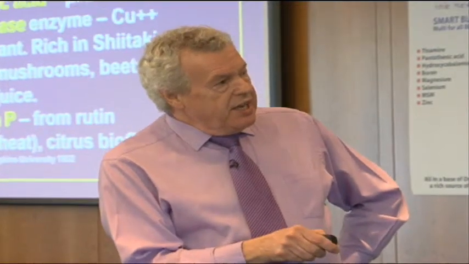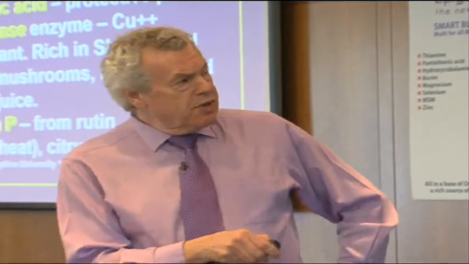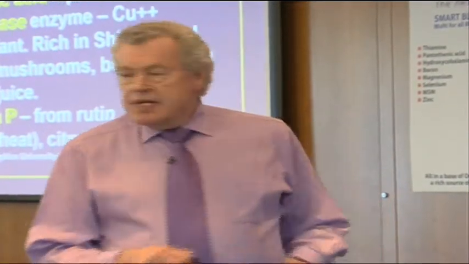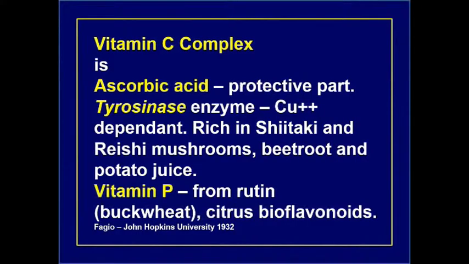Now, vitamin C is the protective part, or antioxidant part, ascorbic acid, but the working part of vitamin C is the enzyme called tyrosinase, and this is an organic copper-bound enzyme. So this is where the body uses copper enormously. And it is rich in shiitake and reishi mushrooms, beetroot and potato juice.